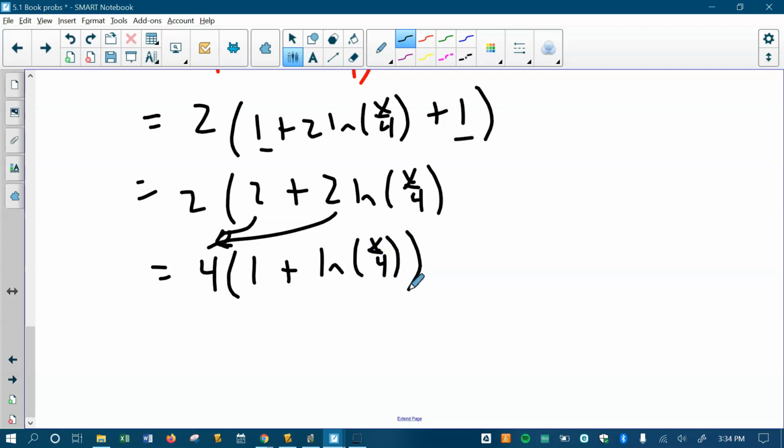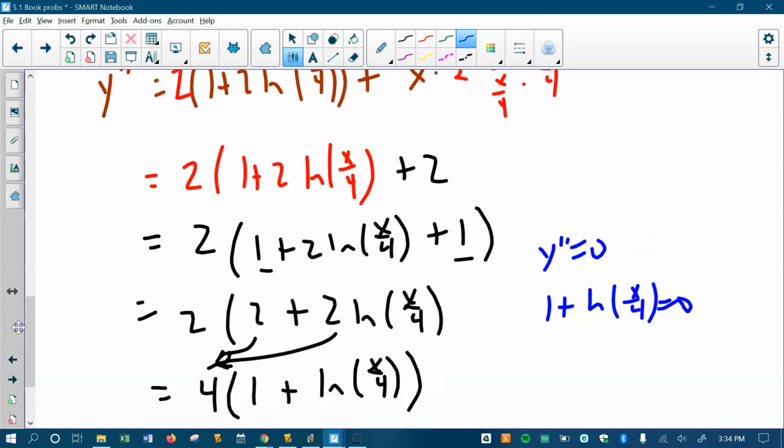Wow. Okay, let's go and do a second derivative test. Y double prime equals 0, which means that I need to set 1 plus ln of x over 4 equal to 0. By the way, you could have jumped right to y prime equals 0 at this step if you wanted to. You did not have to do all that extra work.